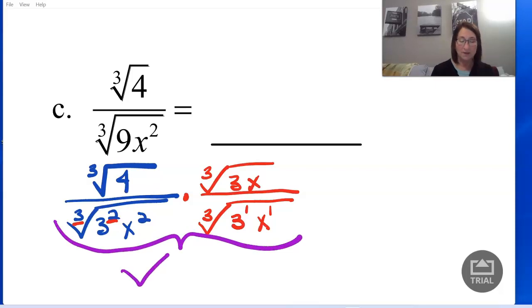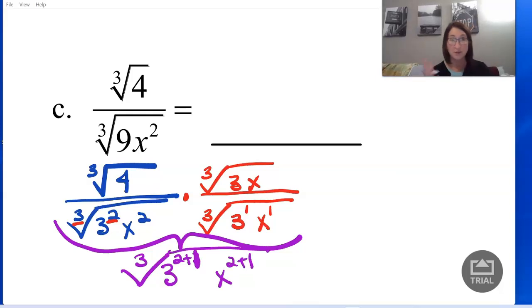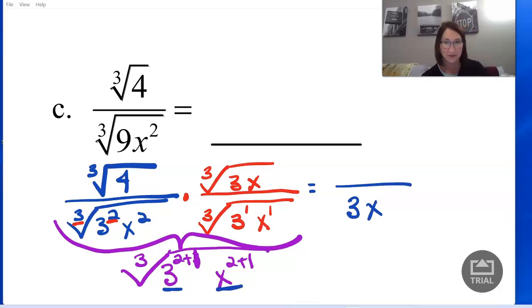So together, these become the cube root of 3 to the 2 plus 1, which is 3, and x to the 2 plus 1, which is still 3. And so that is going to leave me with a denominator that's just plain old 3x. I can take those roots out.